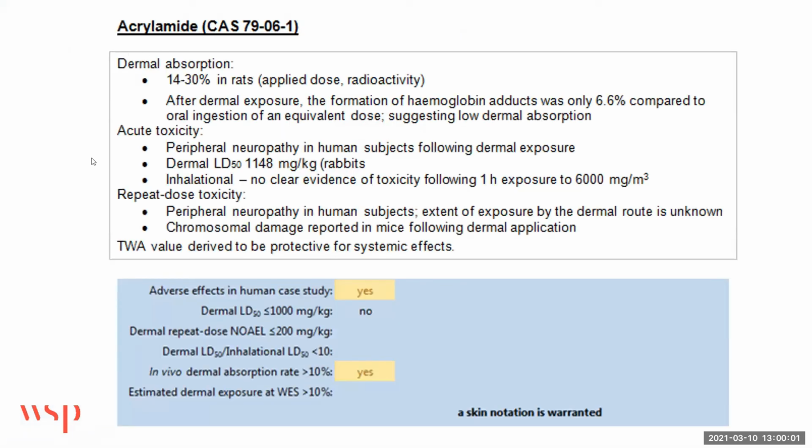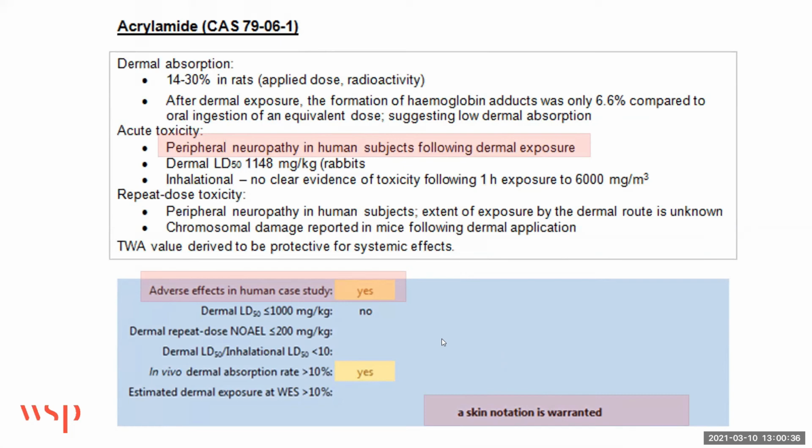Quick example, here's some evidence in the appendices for acrylamide. And we also received an Excel spreadsheet decision-making model, I guess, to help us with the decision. So in red, there was evidence in human subjects, peripheral neuropathy. So in the spreadsheet, there'd be a drop down, yes or no. We'd put that in there. It was yes. So therefore, because it was from human data, skin notation was warranted on that.